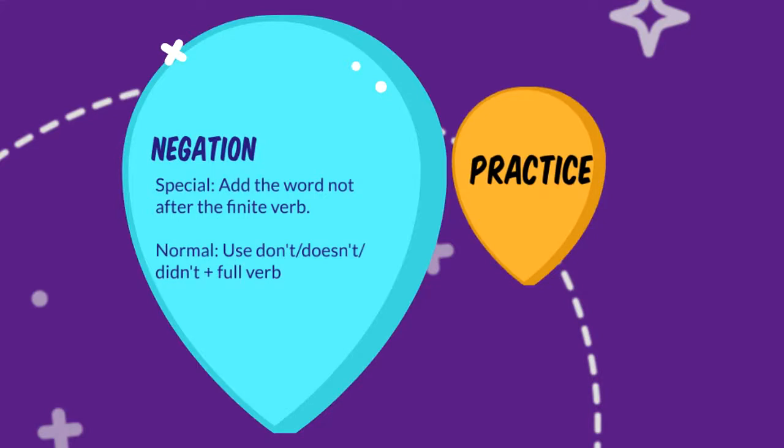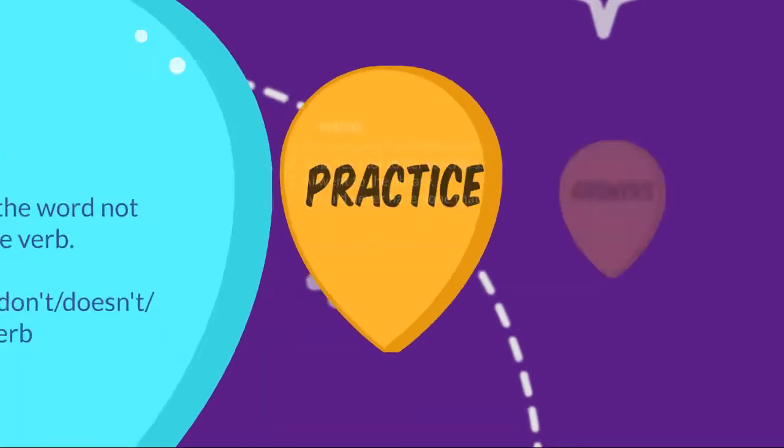Again, normal is the hard one because that's where you use don't, doesn't, and didn't. And again, it's with a full verb. So when you practice in a second, always take a moment to find out what the first verb of the sentence is. Is it special? Is it normal? If it's special, do it like in Dutch. Is it normal? Use don't, doesn't, or didn't.